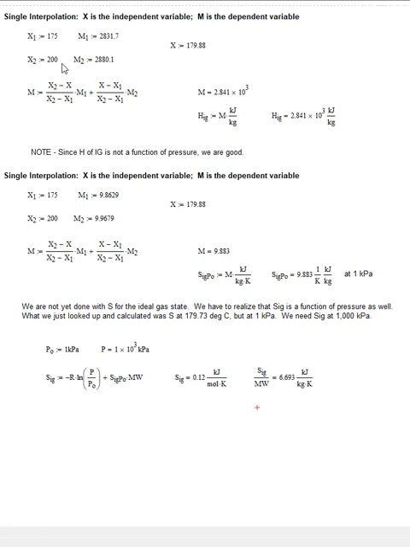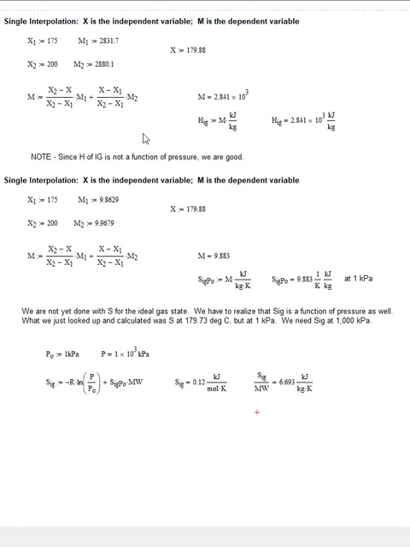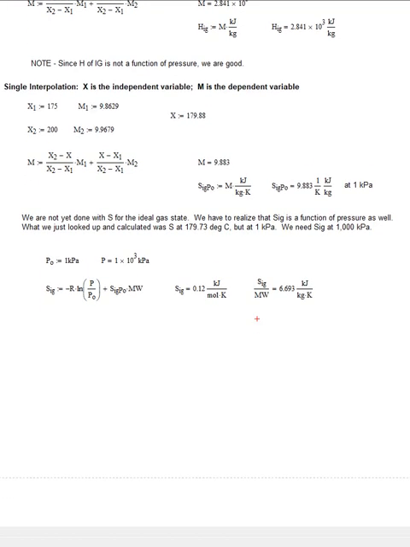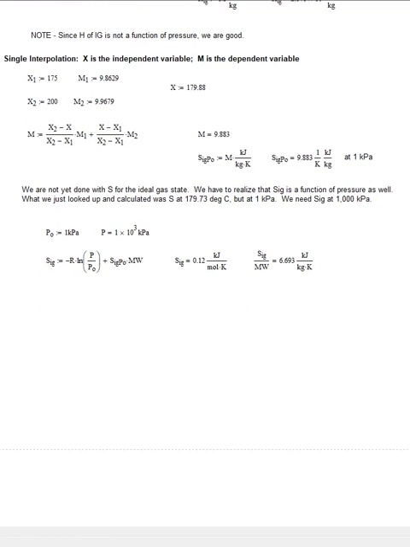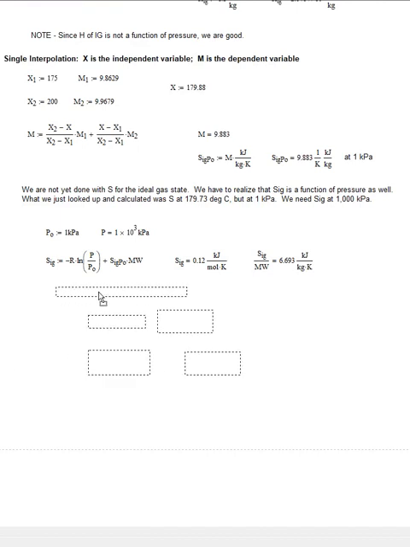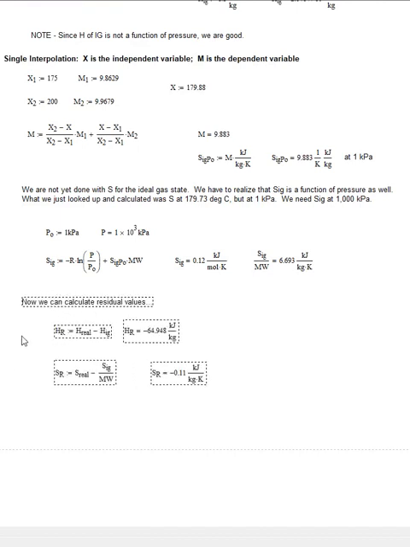Delta H, enthalpy, didn't have to be adjusted because enthalpy is not a function of pressure, it's only a function of temperature. But entropy is a function of both temperature and pressure. So now we have the real values and the ideal gas values, and we can then just calculate the residual values. And so the residual value for enthalpy is about minus 65 kilojoules per kilogram.